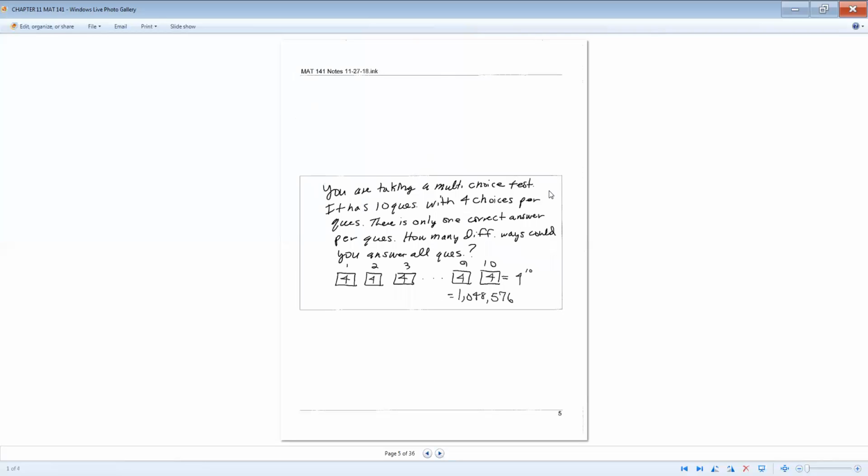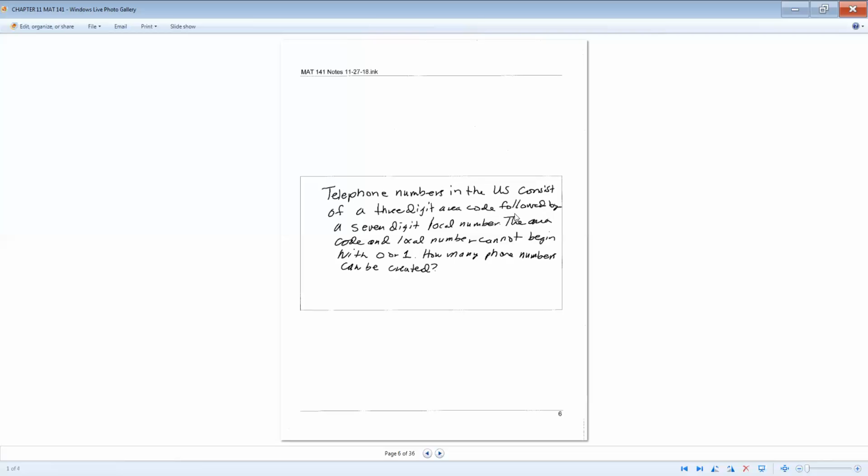So a lot of people make a mistake here and do 4 times 10, which would be 40, but that would be incorrect. So what we're doing here is we recognize each question is a category, and then under each question, we have 4 choices. So since we only choose one out of those 4, we can do 4 times itself 10 times. So that would be 4 to the 10th power, not 4 times 10, but 4 to the 10th power. And that will give us 1,048,576 different ways that we can actually answer this test.